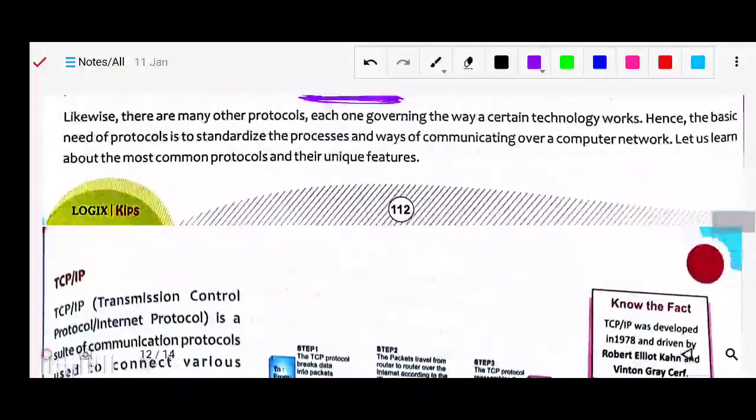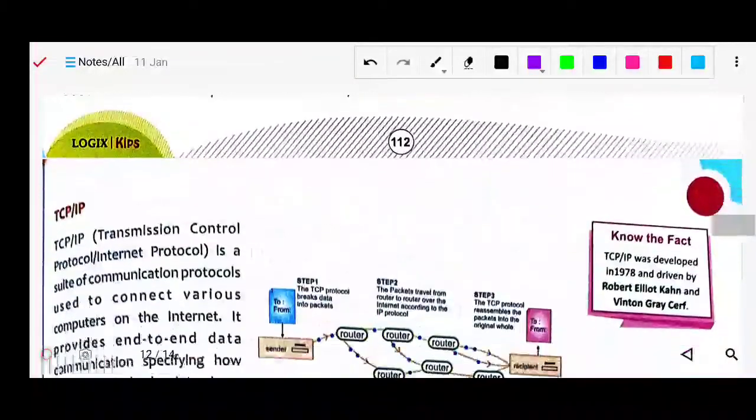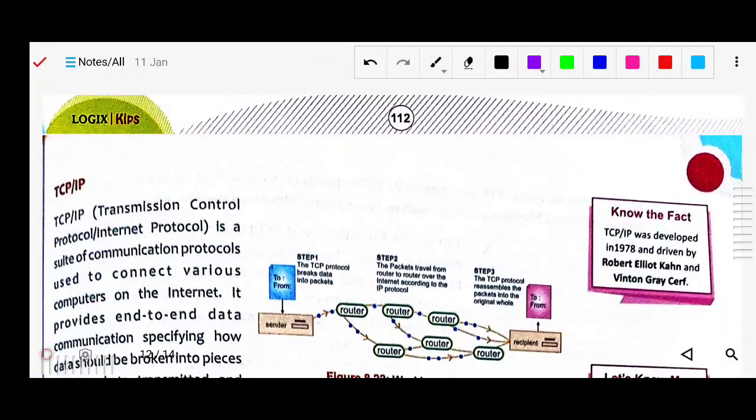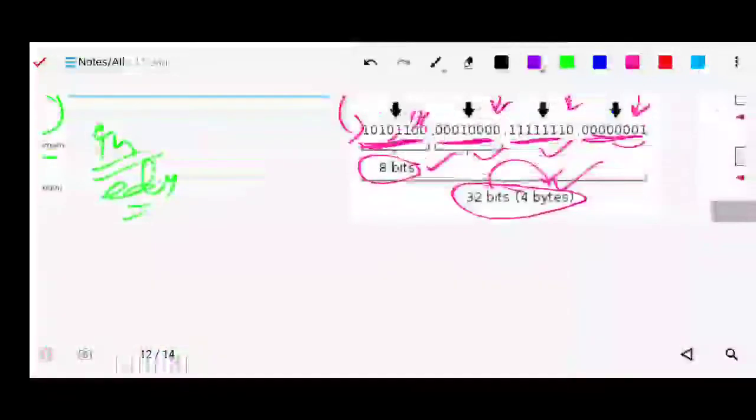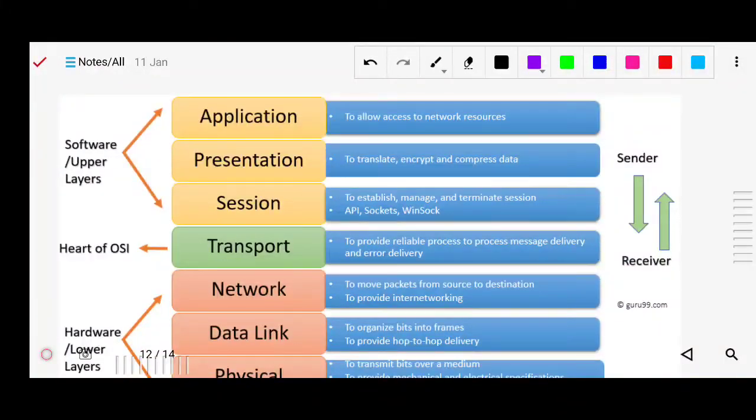There are different kinds of protocols. The first type of protocol is TCP. This is the name of the protocol, the name of the rules. Before moving on, I just want to tell you about the OSI model. I think in the last class I also showed you the OSI model. Like in our atmosphere, as you know, there are some layers.